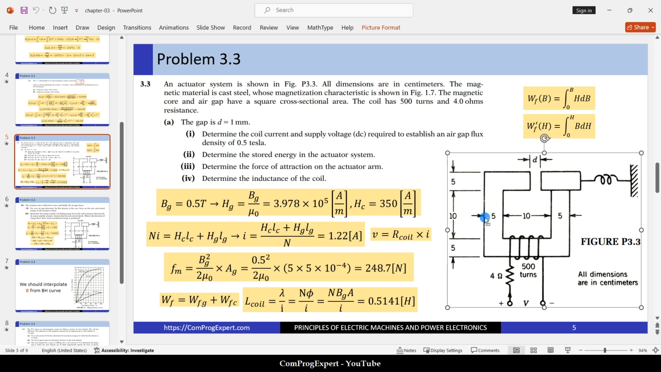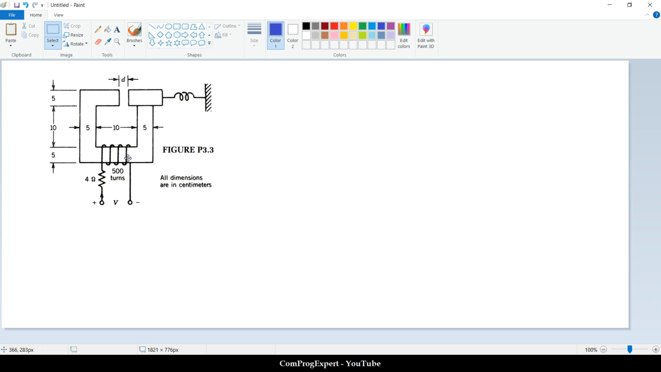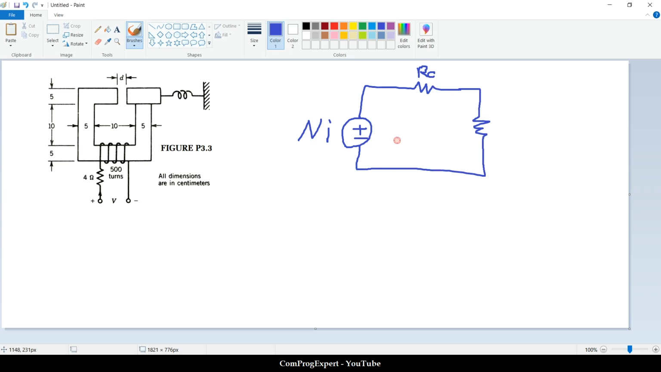So, you know, we have this equivalent circuit for this problem, this magnetic equivalent circuit. This is the magnetomotive force source Ni, and we have this reluctance for the iron, the reluctance of the core, and this reluctance for the gap. So if we neglect the reluctance of the iron, the energy will be stored in the air gap only.